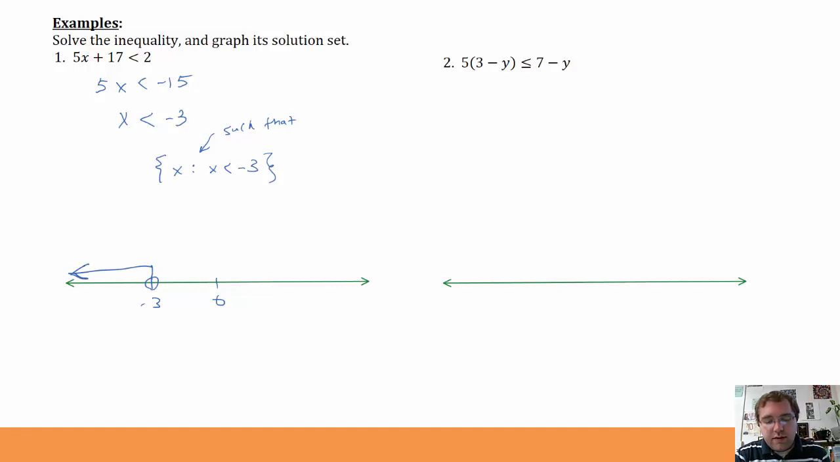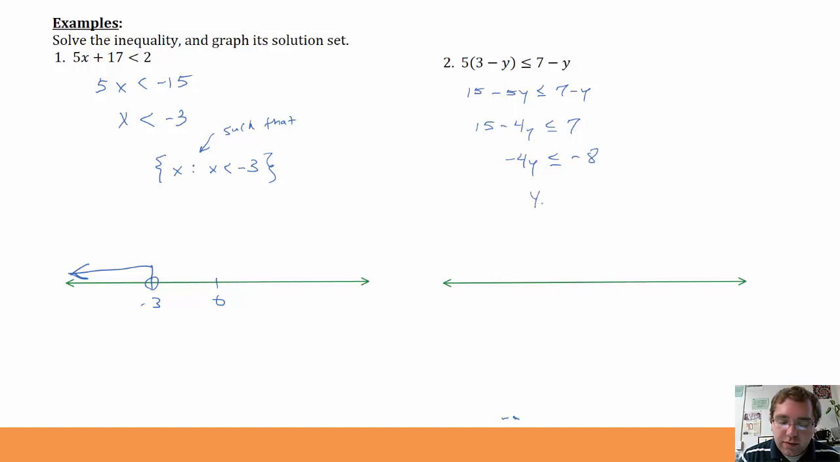Number 2, 5 times (3 minus y) is less than or equal to 7 minus y. So let's distribute the 5. 15 minus 5y is less than or equal to 7 minus y. Let's get all the y's on one side, maybe by adding the y that's on the right-hand side to both sides. 15 minus 4y is less than or equal to 7. Subtract 15 from both sides: negative 4y is less than or equal to negative 8.